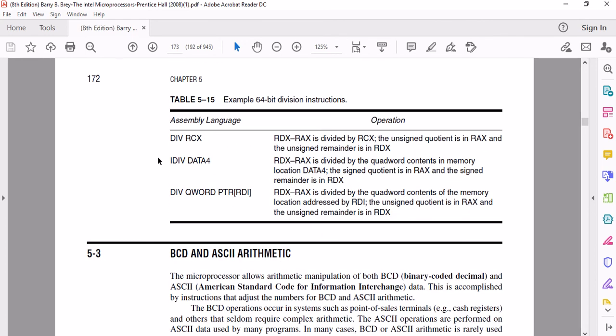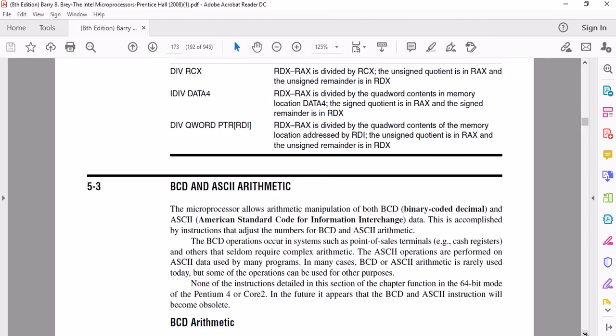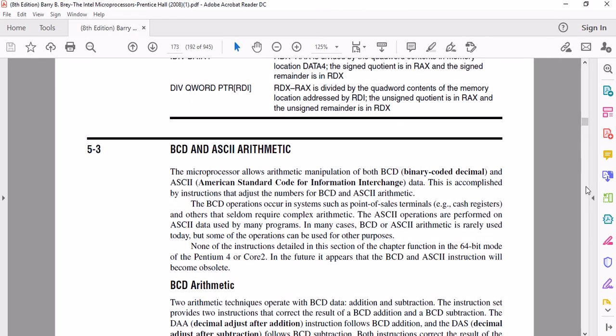For 64-bit division, R registers are used like DIV RCX. For DIV RCX we use the RDX and RAX combination. It is divided by RCX and the unsigned quotient is moved in RAX and unsigned remainder is moved in RDX. So this is all about multiplication and division.